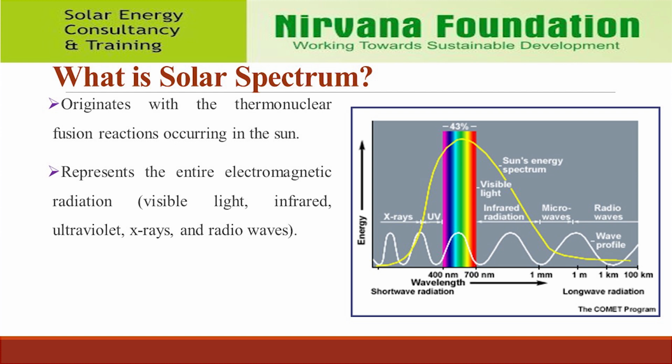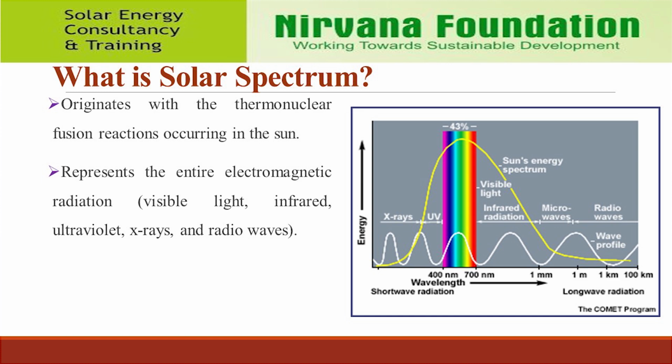Solar spectrum. The energy that reaches the Earth is known as solar radiation. Although the Sun emits radiation at all wavelengths, approximately 44% falls within visible light wavelengths. The electromagnetic spectrum represents the complete range of electromagnetic radiation: visible light, infrared, ultraviolet, X-rays, and radio waves.